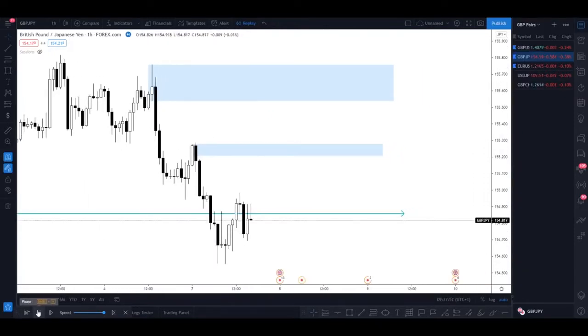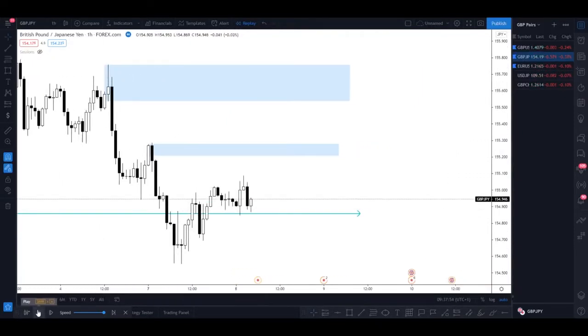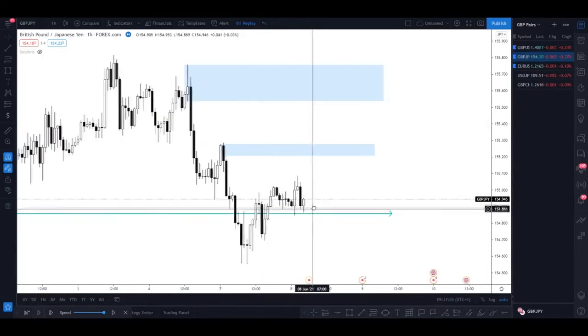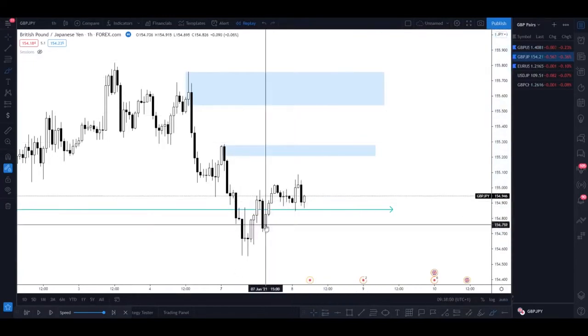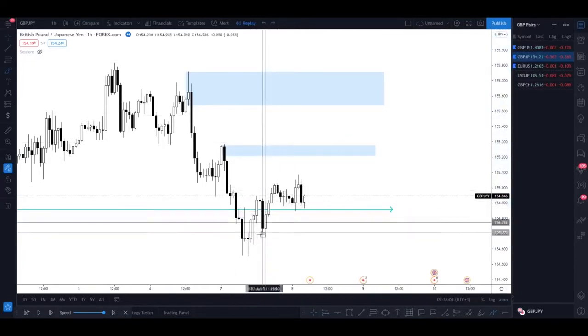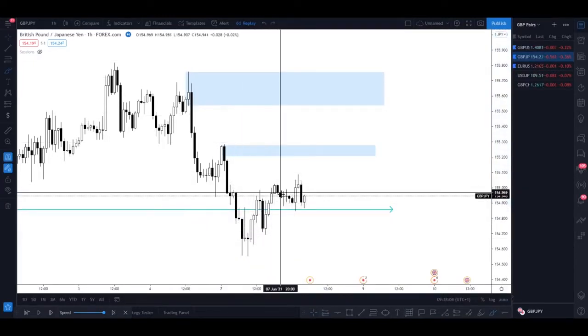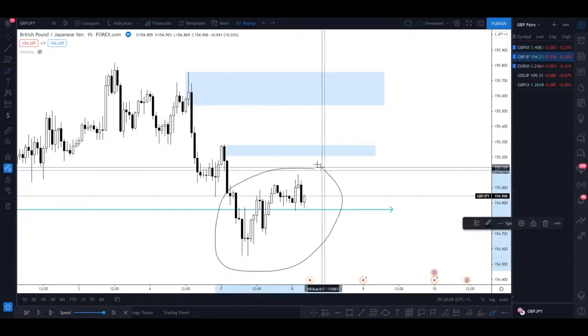So the market comes back up, slowly makes its way back up. Now you can see the move back up is really slow. It didn't just randomly shoot up just like that. It's really choppy. It took time. Now we're in replay mode, so this is really fast for you guys, but imagine sitting on the charts waiting for all of this to occur.